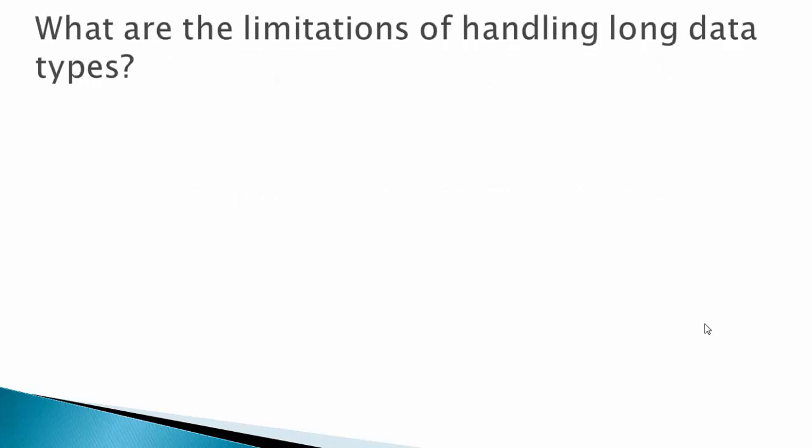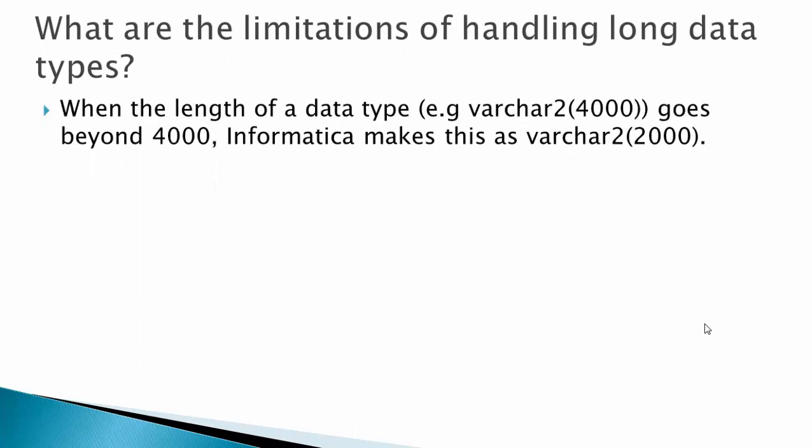What are the limitations of handling long data types? Suppose we have a data type which is more than 4000, what will happen? So there is a limitation. When the length of the data type, for example varchar2 4000, goes beyond 4000, Informatica makes this varchar2 2000.